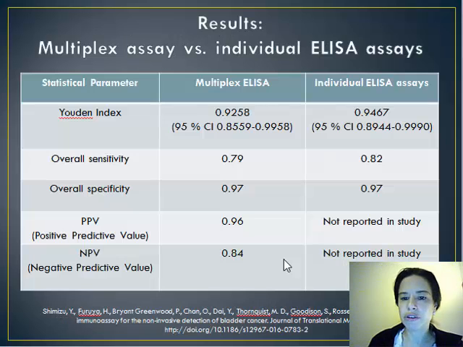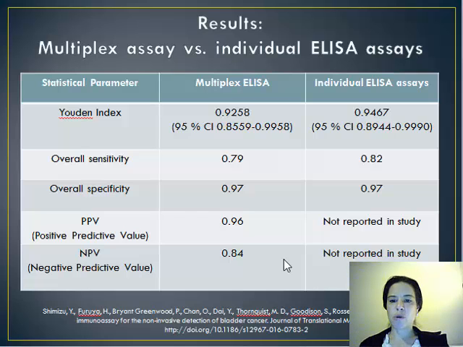So here's the results, and this is actually from the first cohort study where they were comparing, does multiplex ELISA work as well as your individual ELISA? And one index that I didn't learn about until I actually did this project is called the Youden index. Sometimes it's called the Youden J statistic, and it's used in clinical assays to test the performance of the diagnostic test and to see, is this diagnostic test good in terms of adequate sensitivity and specificity.